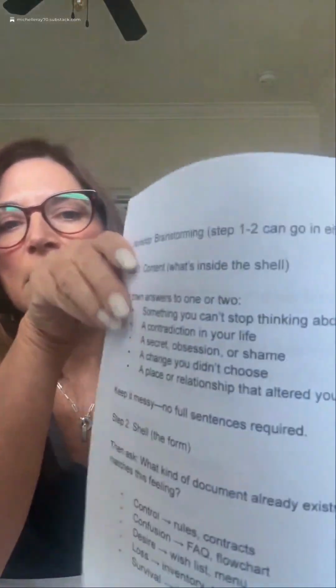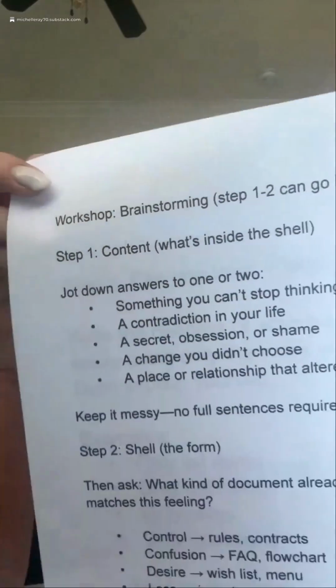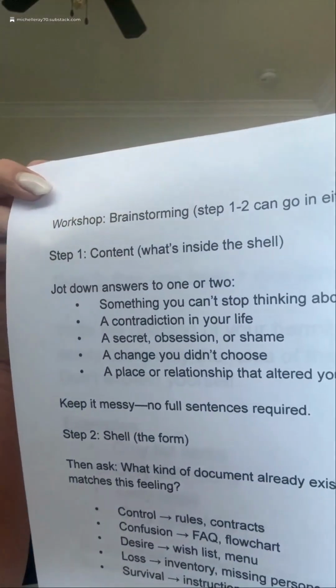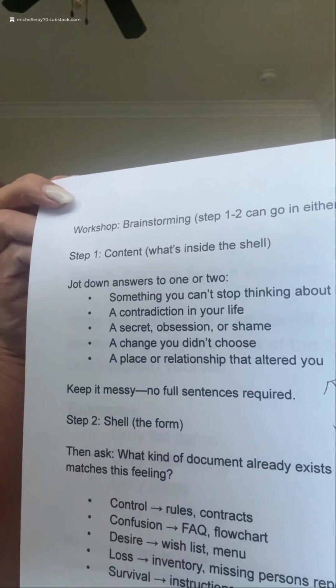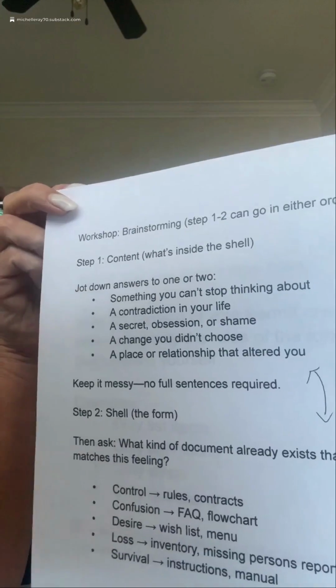And then the shell, right? But let's just do the content first. I'm going to put this up so you can see it. Jot notes: something you can't stop thinking about, a contradiction in your life, a secret obsession, a change you didn't choose, a place, a relationship that altered you. Or write about whatever you want. It doesn't matter, right? Let's just take 2 or 3 minutes and jot some ideas down.